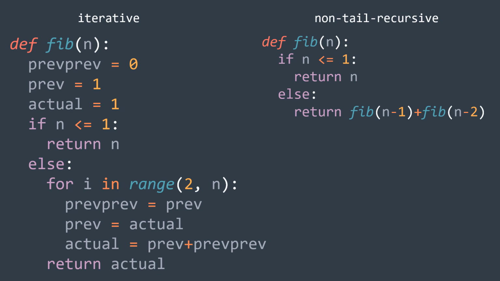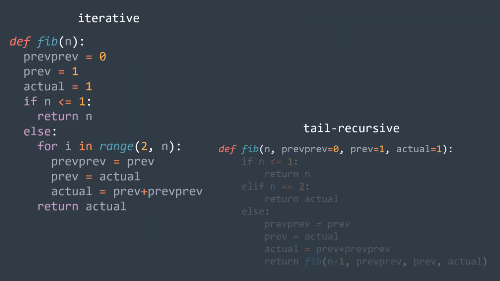so as said in the previous video, we can turn it into a tail recursive function by using actual, prev, and prev as extra parameters. So prev starts at 0, prev starts at 1, and actual starts at 1. Now, if n is smaller than or equal to 1, we directly return n. Else if n is 2, here we return actual, which is the accumulator we used to solve the Fibonacci term we're searching for. 2 because our for loop is starting at 2. Else, prev becomes prev, prev becomes actual, actual becomes prev plus prev, and we return fib n minus 1 prev actual.